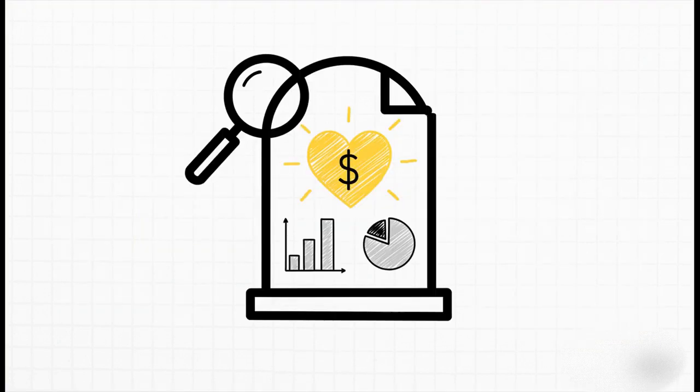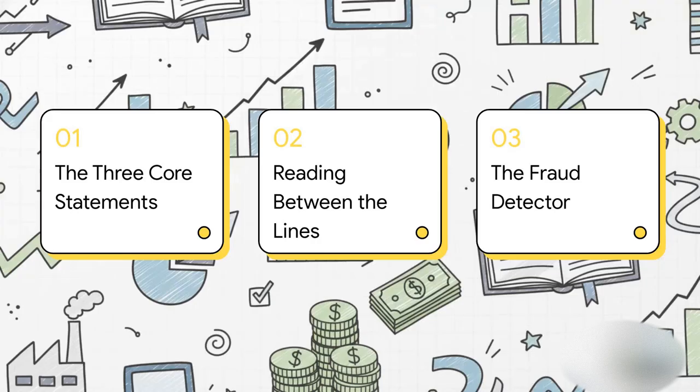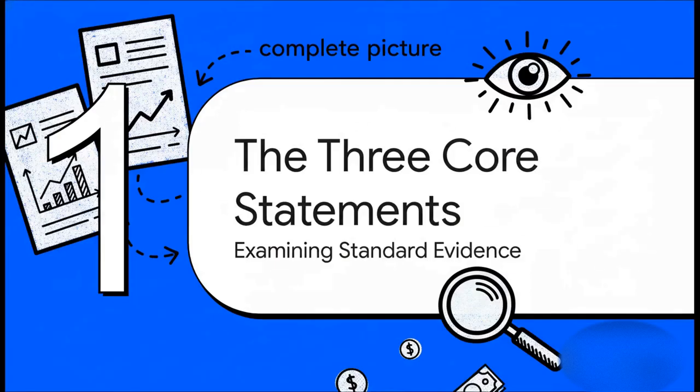Well, the only way to get the real story, the actual truth, is to look at its financial reports. This is the official evidence, the direct window into what's really happening with the money. Okay, so here's our game plan for this little investigation. We're going to talk about a company's true health, then break down the 3 core statements. After that, we'll learn how to read between the lines, and finally, I'll show you a really cool mathematical fraud detector.